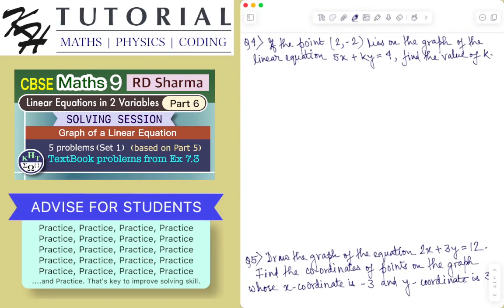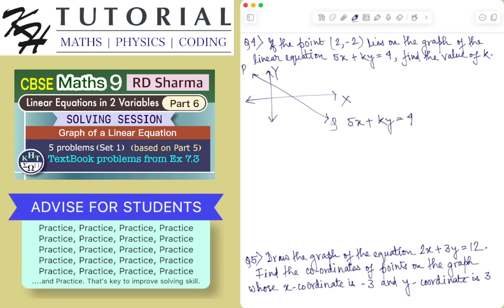If the point (2, -2) lies on the graph of the linear equation 5x + ky = 4, find the value of k. It is saying that, let's say this is the graph, and we are given a linear equation 5x + ky = 4, which means on the graph it will be a line. I don't know, let's say approximately this be the line PQ, the line of the equation 5x + ky = 4.